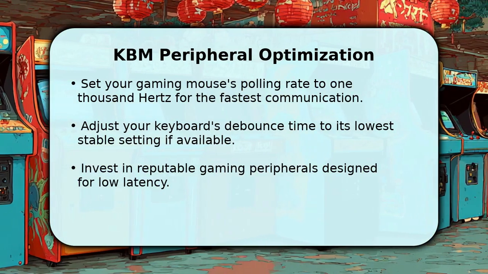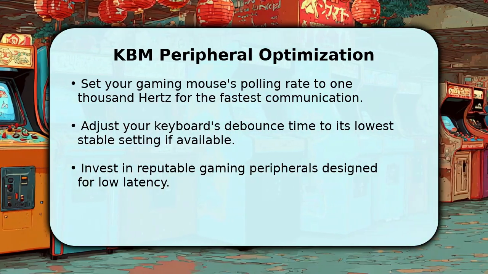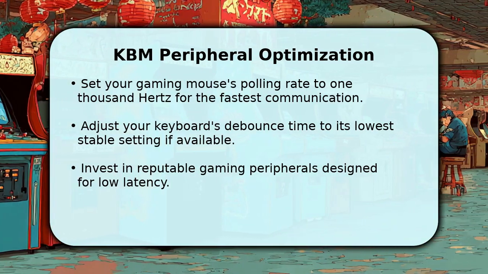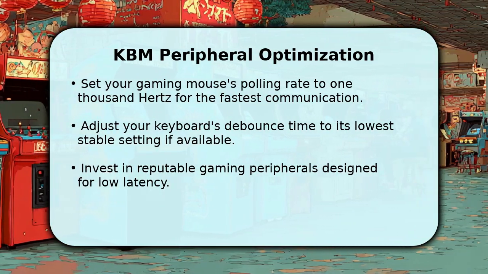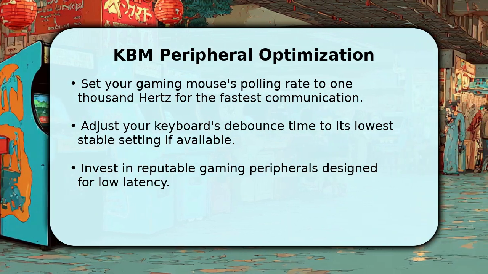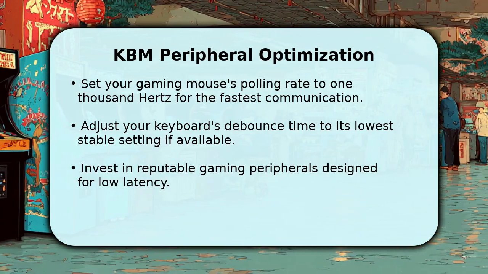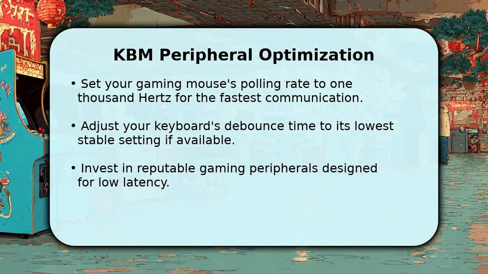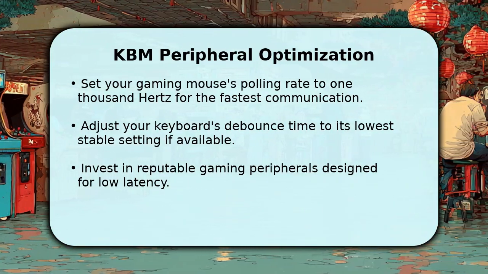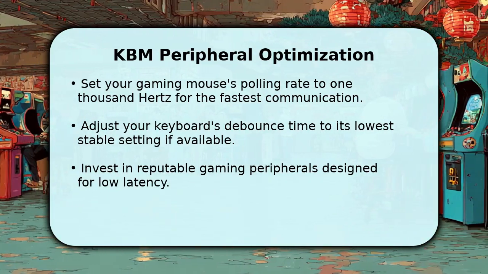Optimizing your mouse and keyboard settings is crucial for minimizing delay. For your gaming mouse, aim for a polling rate of 1000 Hz, meaning it reports its position 1000 times per second. This setting is usually configurable through the manufacturer's software on a PC, then saved to the mouse's onboard memory. For keyboards, if your model allows it, reduce the debounce time to its lowest stable value. These specific adjustments ensure your inputs are registered with extreme precision and minimal waiting.